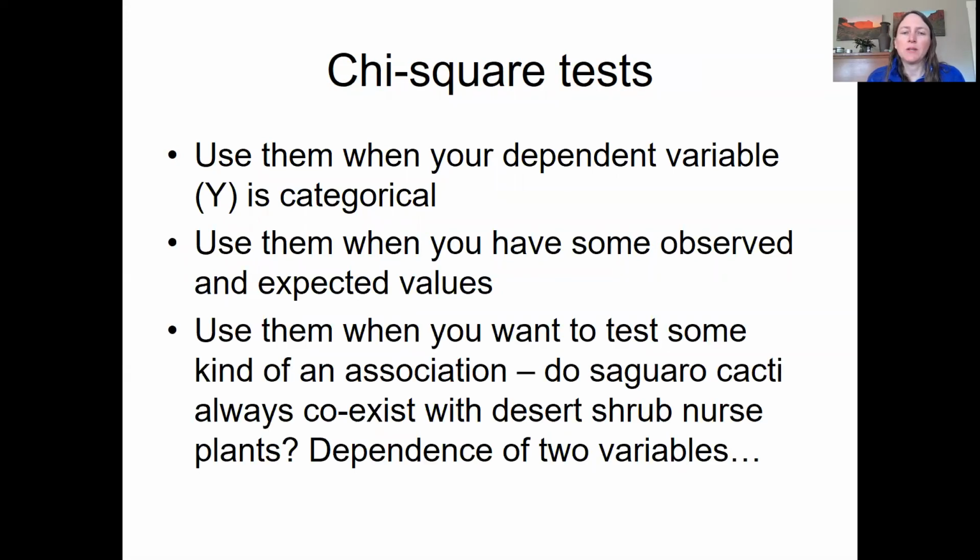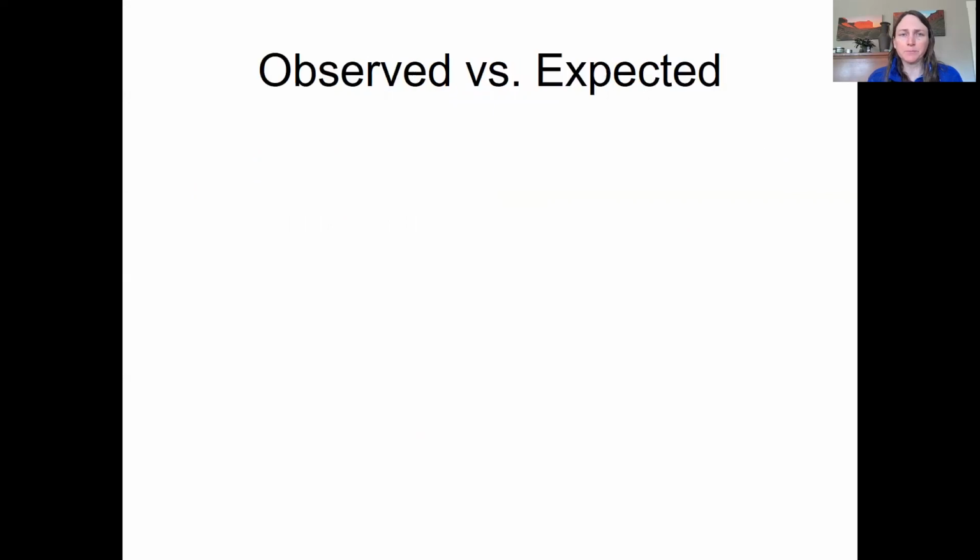And so you also can use them in a third way, which is when you want to test whether two things are associated with one another. So maybe the presence or absence of one species, is that associated with the presence or absence of another species? So are our two categorical variables dependent on one another?